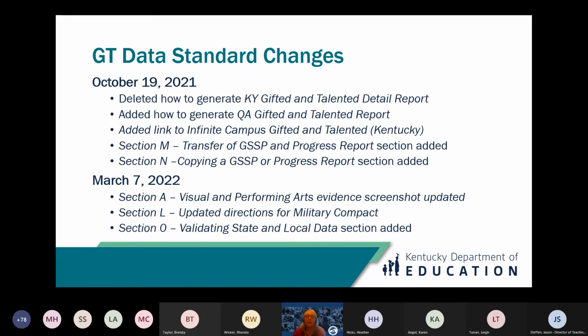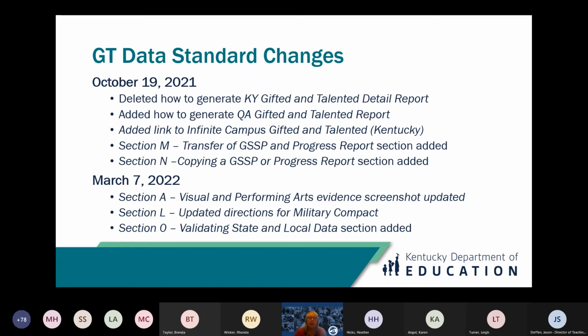Also, we added a link to the Infinite Campus Gifted and Talented Kentucky. And that particular link tells you about all the different services and what those services are. Kind of gives you a definition, if you will, of Gifted and Talented in Kentucky. Section M is a transfer of GSSP and progress report section that's been added. So if you're not using the Gifted Student Service Plan or progress report at Infinite Campus, I'd encourage you to do that. That's not something that you have to do, but there are some good forms. You can see those in the parent and student portal, and also those can transfer with the student from district to district.